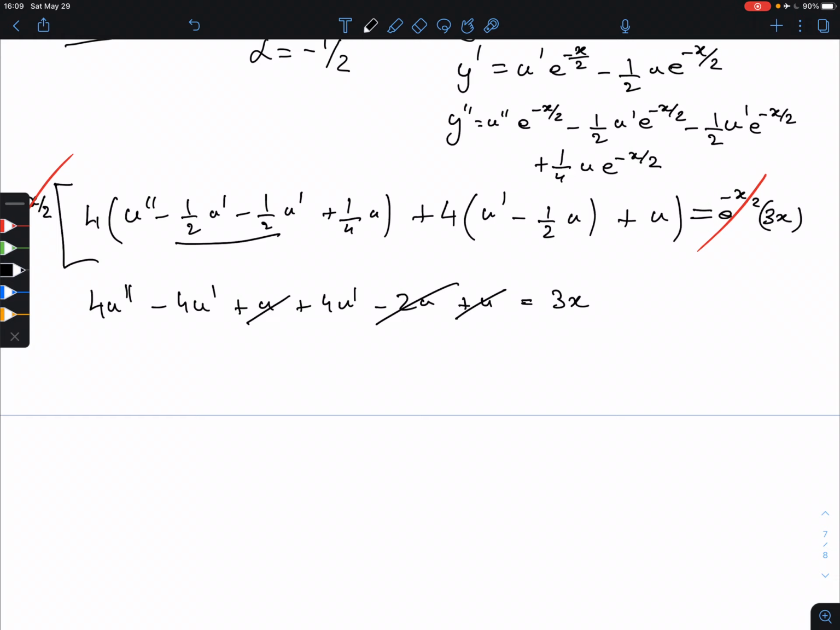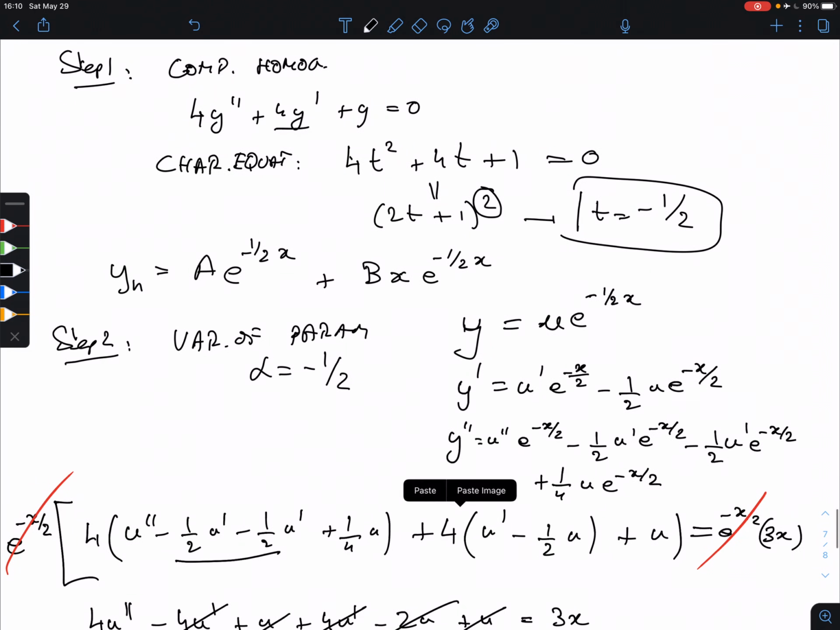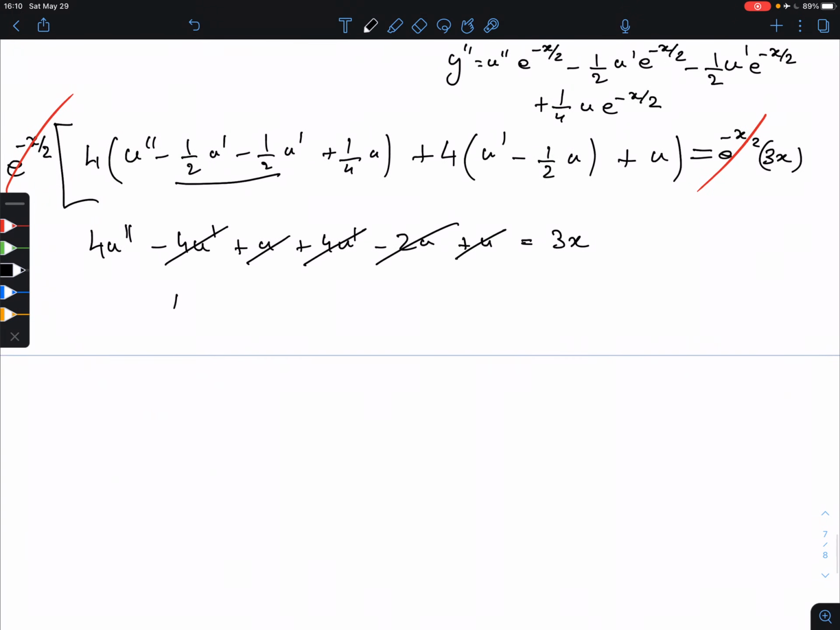Hey, professor, but also the u primes cancel. That's something I didn't expect. Yes, that's exactly what happens now. Because not only is alpha a root of the characteristic equation, it's the only root of this equation. That's again special. So it's doubly special, and that's why we get a doubly special equation here. 4u double prime is equal to 3x.